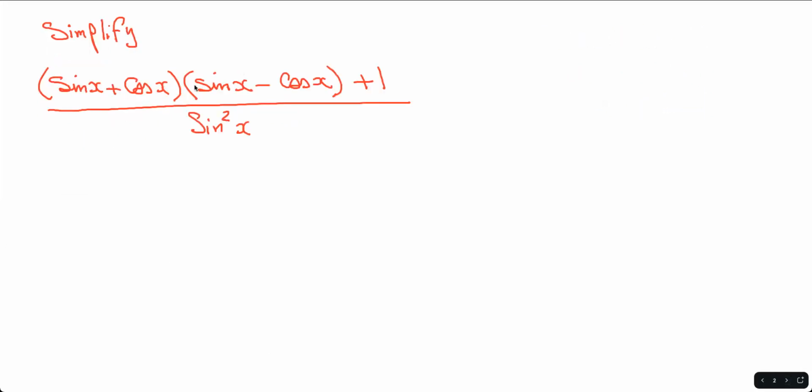The second one is I need to know the identity sine squared x plus cos squared x equals 1. And you should know how to manipulate this one, because sine squared will be 1 minus cos squared. Also, cos squared will be 1 minus sine squared. Now, let's take this and start working on this one.